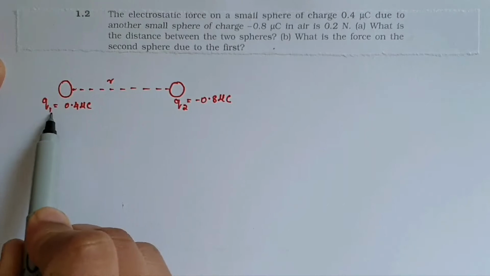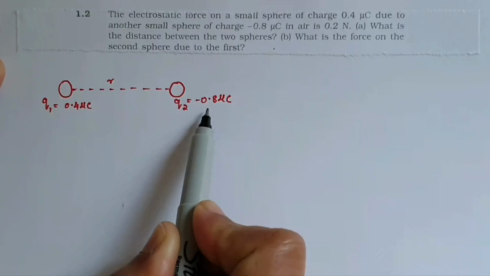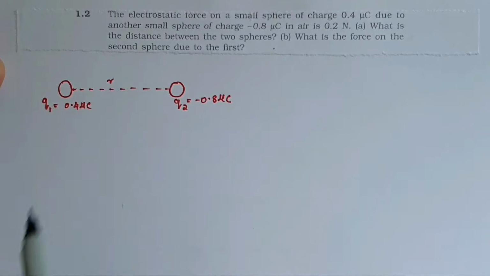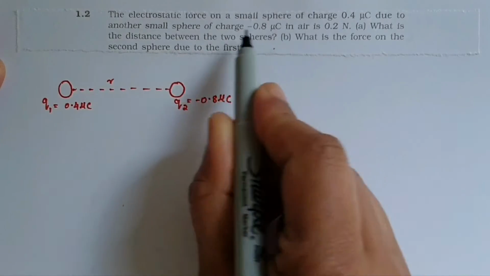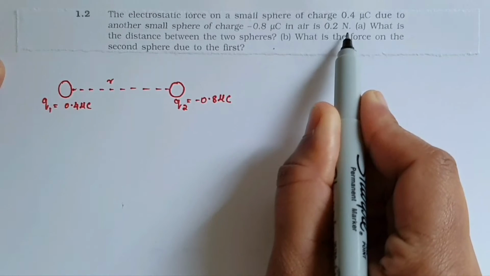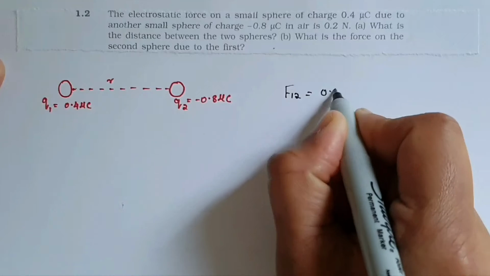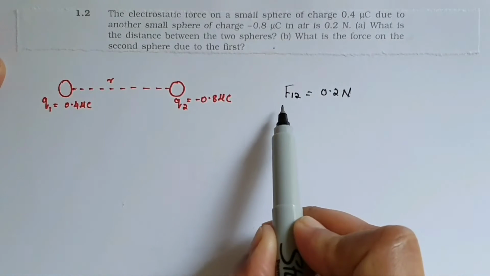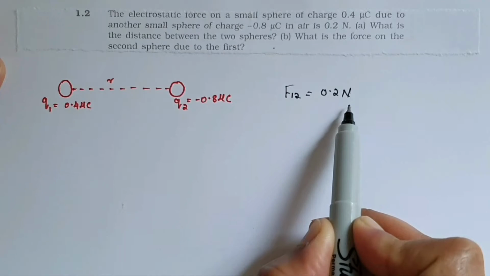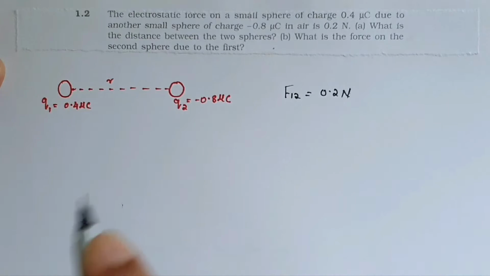Consider two charges Q1 and Q2, where Q1 is 0.4 microcoulomb, Q2 is minus 0.8 microcoulomb. These two charges are separated by distance r. Given the force on one sphere due to another sphere is 0.2 Newton. That is, F12 is equal to 0.2 Newton. Force on first sphere due to second sphere is equal to 0.2 Newton. Now we have to find the distance between these two small spheres.